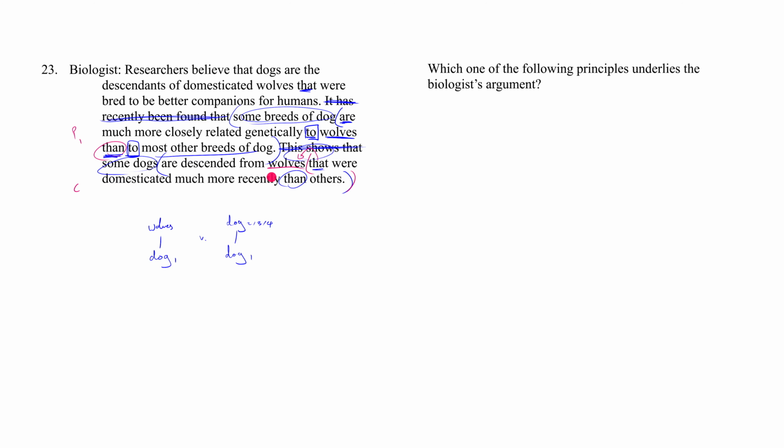Some dogs are descended from wolf asterisk. You want to know what's in the box? Open it up, right? Examine the contents of the box. What kind of wolf are you talking about? Wolves that were domesticated much more recently than other what?